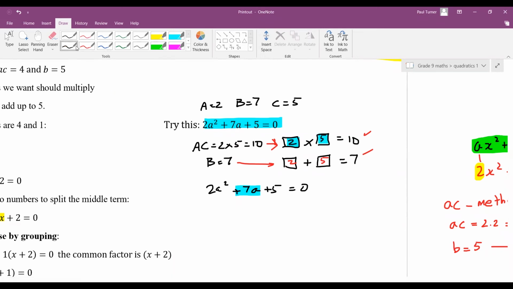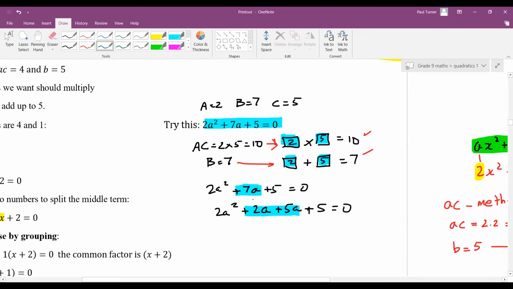Okay. So I'm going to have 2a squared plus, I'll put the 2 first because 2 and 2 are factorized, so 2a plus 5a, the 5 comes from here, plus 5, the last number, equals 0. So you can see what I did here. I split the middle term using 2 and 5 from here or here. And then they are equal to 7a. So 2a plus 5a is 7a.